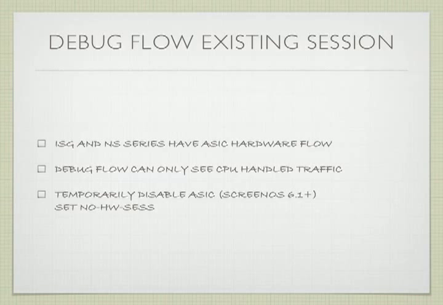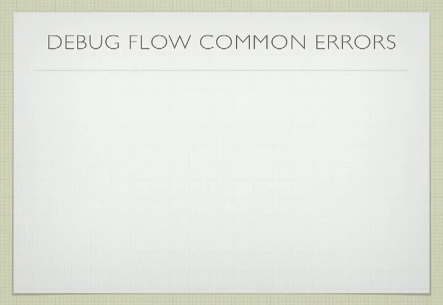So this debug flow session on the ASIC hardware flow has to be enabled in the CPU in order to be used. Okay, that was a successful traffic. What are the things you're going to see that aren't successful?